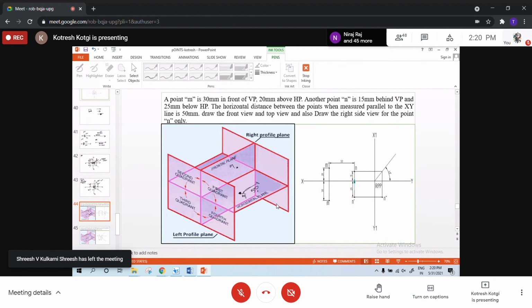It is 50. Okay, what you should do? You should draw the right side view of N, after drawing front view and top view of M and N, keeping 50 mm distance between the end projectors. This is the data related to end projector. I'll tell you what is the end projector. I have told about end projector, but again I'll explain it. After drawing front view and top view of both M and N, you are supposed to draw the right side view of N, where the right side view will come on RPP.